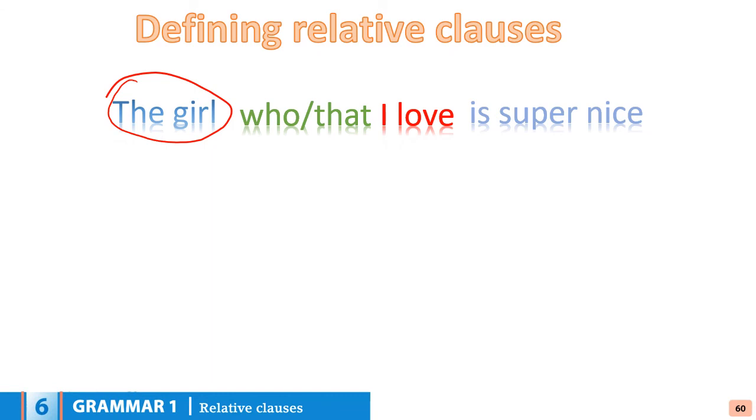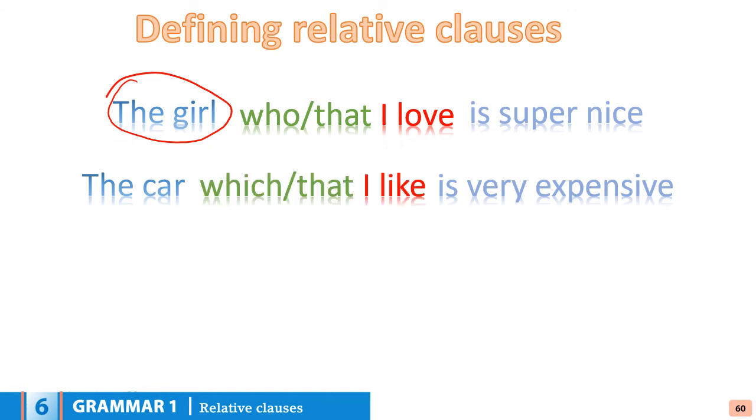I'm going to give you another example. The car is very expensive. Now, in this case, instead of a person, we've got an object, okay? The car. So I have to give you a defining relative clause to know what car I'm talking about. In this case, the car which I like is very expensive. Or you can say, the car that I like is very expensive. So once in, first option, second option, and as you can guess, third option, the car I like is very expensive. Okay.